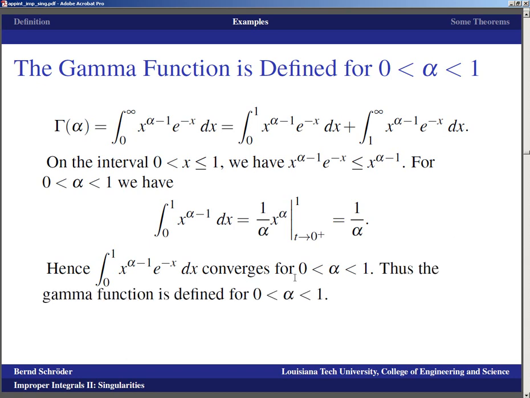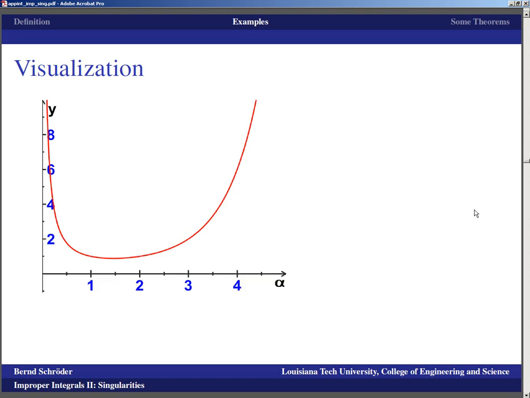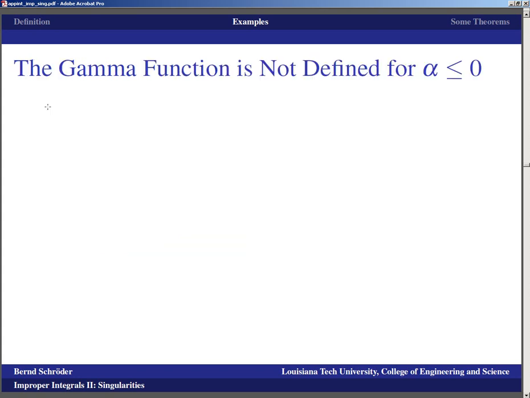Okay, so that means because this integral converges for alpha between 0 and 1, the gamma function is defined for alpha between 0 and 1, because this integral works for all alpha, and this one now also works for alpha between 0 and 1. Now the visualization of that is that the gamma function, basically because these integrals for alpha between 0 and 1 over of x to the alpha minus 1 e to the negative x from 0 to 1 get bigger and bigger, the gamma function actually blows up here at the origin. And so it actually turns out that the gamma function is not defined for alpha less than or equal than 0.